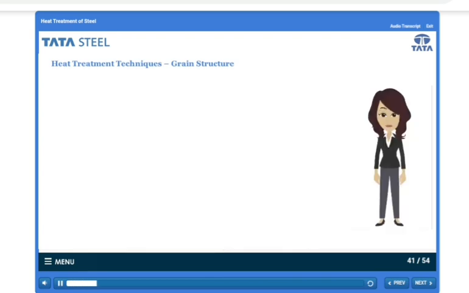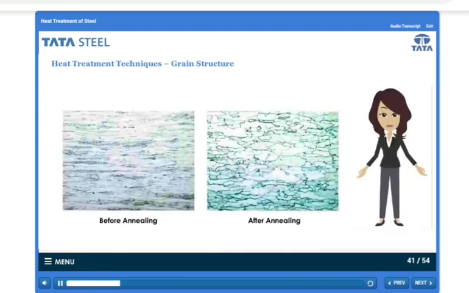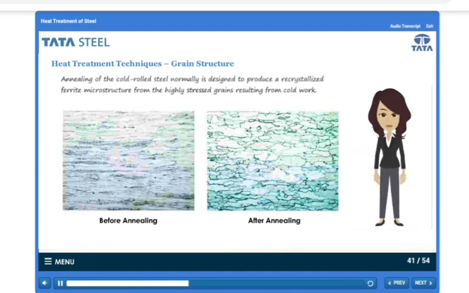Now we will learn about the grain structure. The two images shown here are the microstructures of cold worked steel before and after annealing. Annealing of the cold rolled steel normally is designed to produce a recrystallized ferrite microstructure from the highly stressed grains resulting from cold work. Click Next to proceed to the next screen.